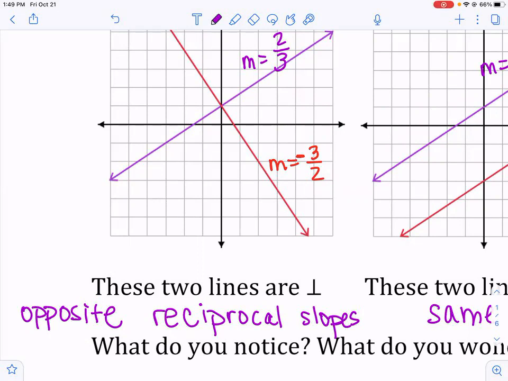Nice work. Okay. Opposite reciprocal. Opposite means one's positive, one's negative. Reciprocal in your mind means flip. Okay. 2/3 and 3/2 are reciprocals. Sorry, I was thinking how I spell it. Reciprocal. Cohen has a question.